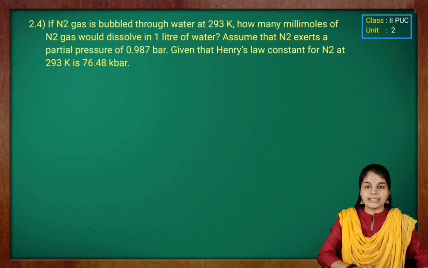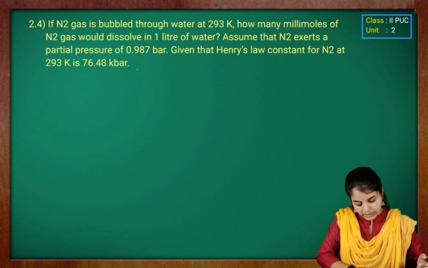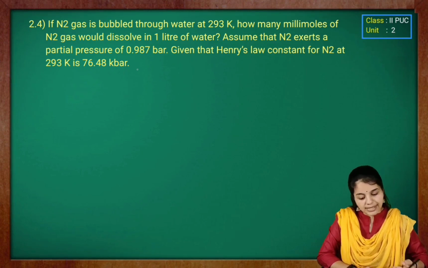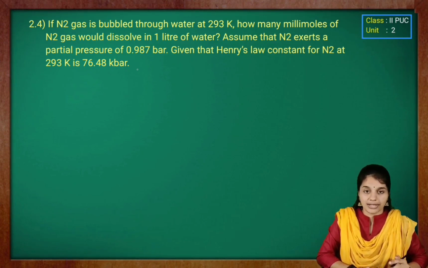Example 2.4. If nitrogen gas is bubbled through water at 293 Kelvin, how many millimoles of nitrogen gas would dissolve in 1 liter of water? Assume that nitrogen gas exerts a partial pressure of 0.987 bar. Given that Henry's law constant for nitrogen at 293 Kelvin is 76.48 kilobar. So here we need to find the number of millimoles of nitrogen gas that is dissolved in 1 liter of water. So they have given us Henry's law constant and partial pressure of nitrogen gas.